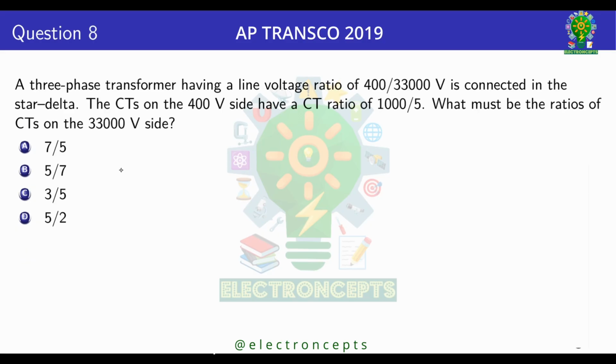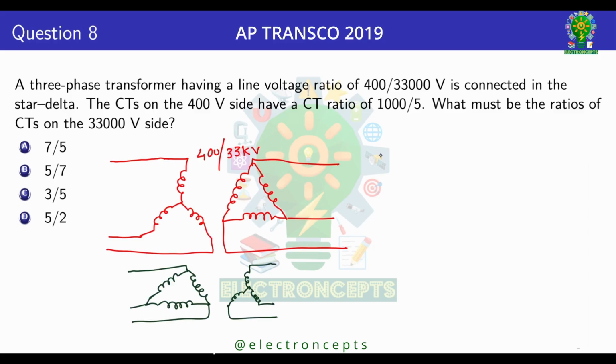Question number 8. A three-phase transformer having a line voltage of 400 by 33 kV is connected in star delta. The current transformer on the 400 volt side has a CT ratio of 1000 by 5. We need to calculate the ratio of CT on 33 kV side. It is known that for a three-phase transformer, if it is connected in star delta, then the respective CTs are connected in delta star, which is opposite to the original connection.